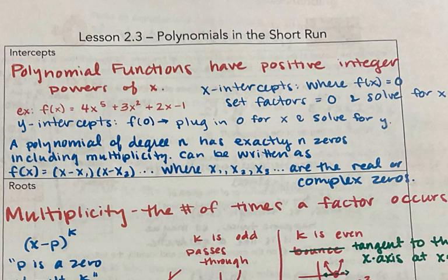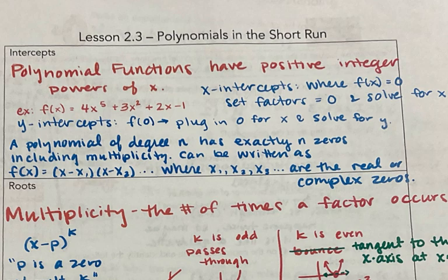Polynomial functions have positive integer powers of x. We can find the x-intercepts by setting y to be 0 and solving. Y-intercepts, we plug in 0 for x to find those. All right? To me, all these are self-explanatory. I know you may not know them yet, but to find x-intercepts, we plug in 0 for y and solve. To find y-intercepts, we plug in 0 for x. Right? Those kind of go back and forth.